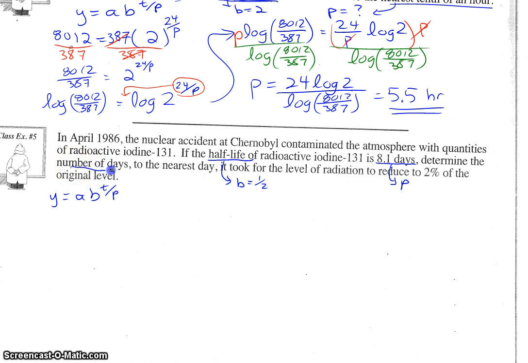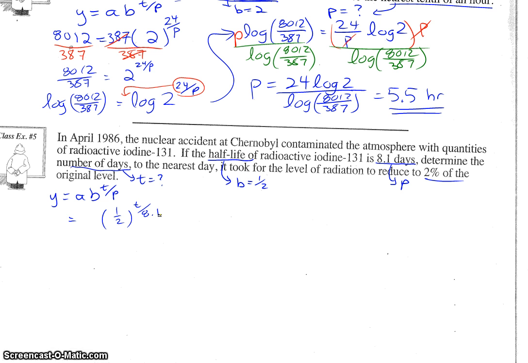Okay, so again we're looking for a time unit. The only other one we have is t. It took for the level of radiation to reduce to 2% of the original level. Okay, well let's sub in what we know. Okay, we know b is going to be 1/2. We know we're looking for t. We have the half-life of 8.1, so we have p.